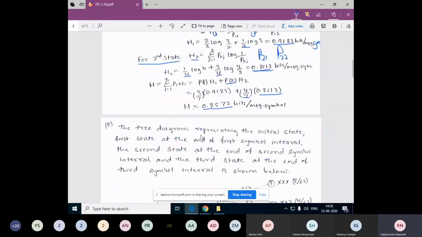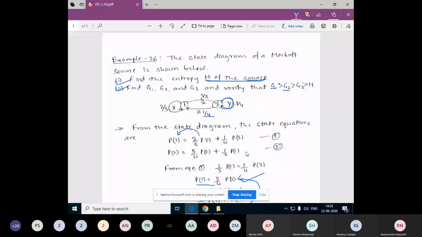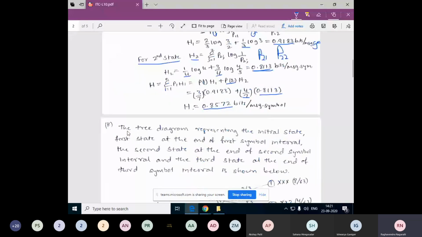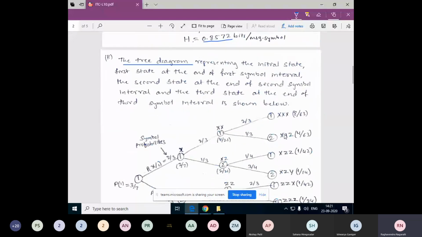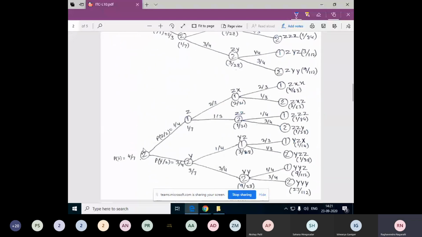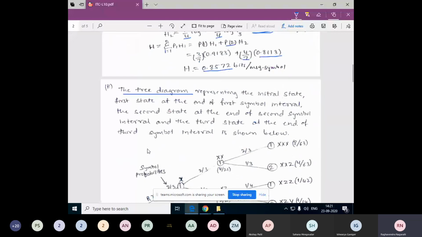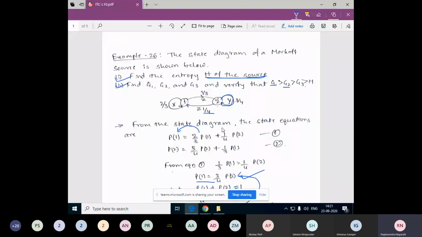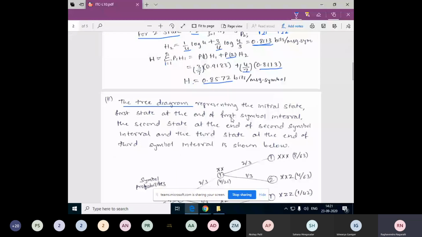So the tree diagram. Now we need to draw this tree diagram to get the symbols emitted by the source at the second stage and third stage. The tree diagram representing the initial state is 1 and 2. So we have an initial state given here, state 1 and state 2. So these are the initial states.